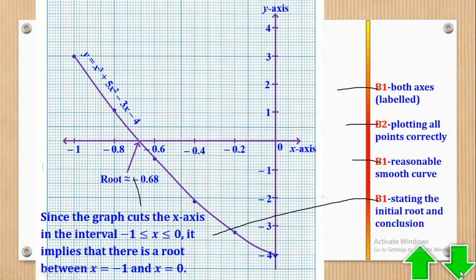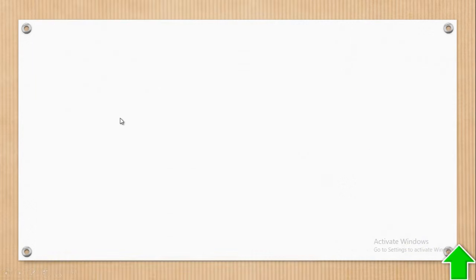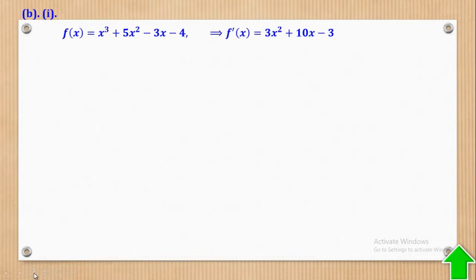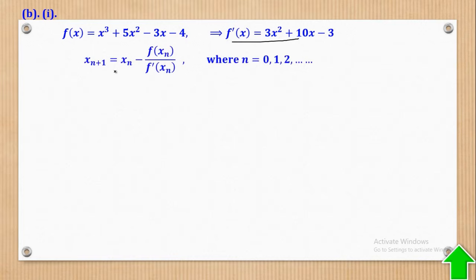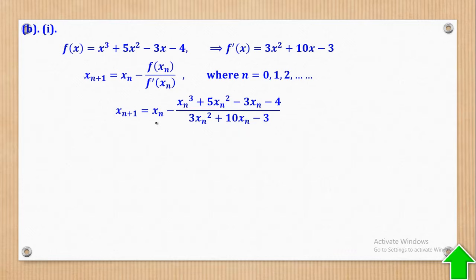So next they wanted you to use Newton-Raphson, now that we have got the initial approximation. With Newton-Raphson, the first thing to do is to differentiate the function to come up with this. Then you quote the formula for the Newton-Raphson method, then you substitute. Here they didn't tell you to prove, so you stop at substituting into the formula. Then you go to the initial approximation, which was got from the graph as -0.68.